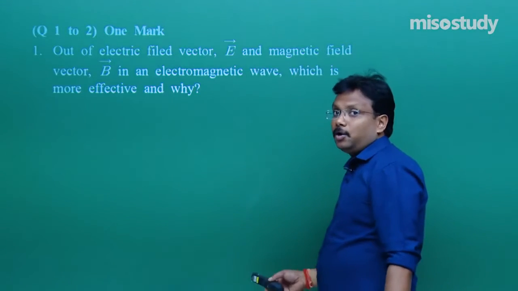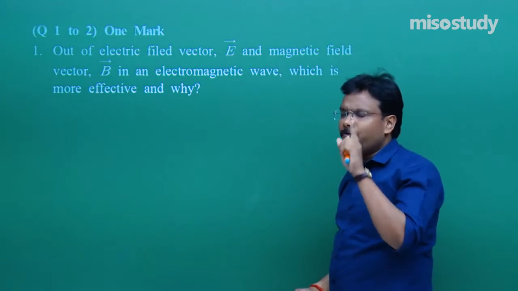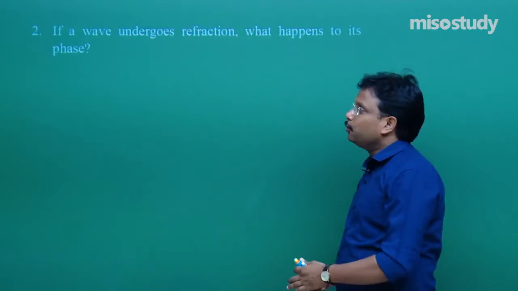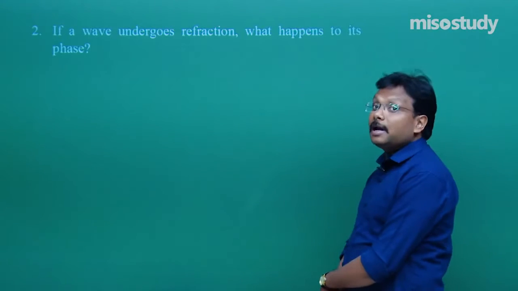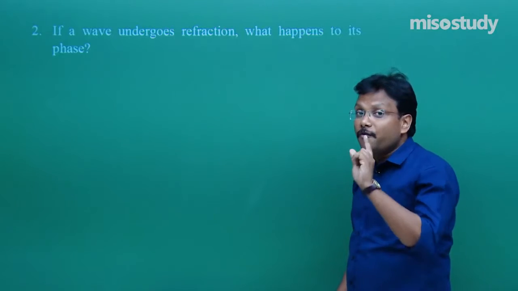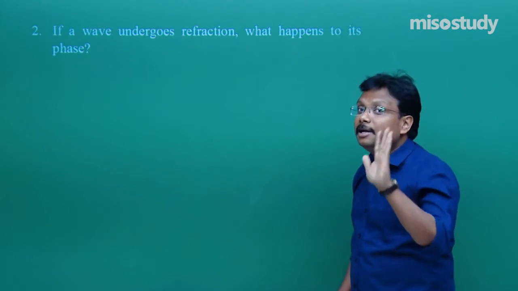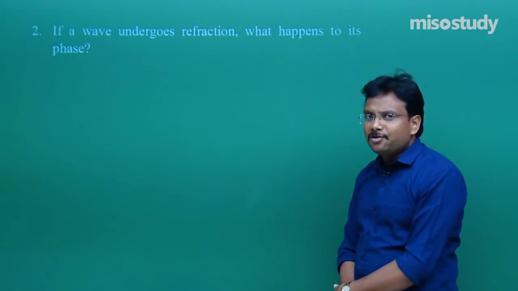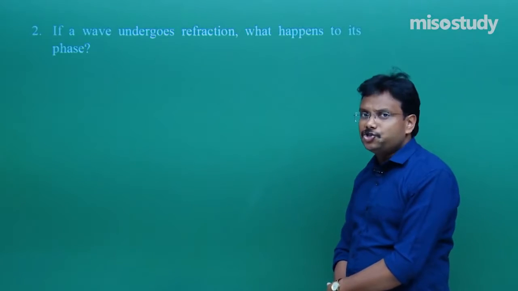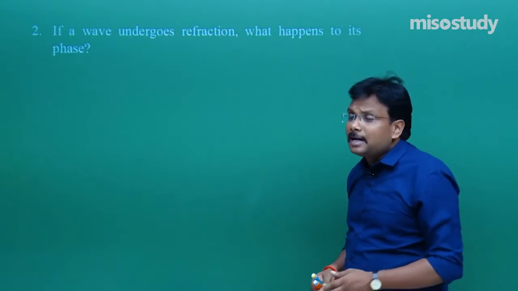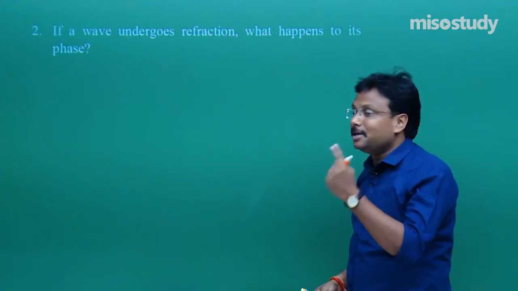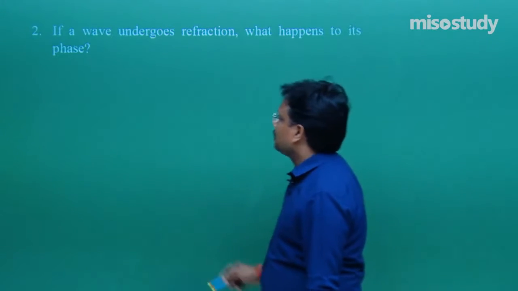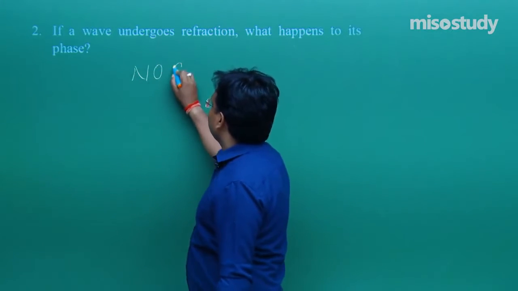Then comes question number 2, and here in this question you will find a very remarkable difference. And what is that difference? The question is: if a wave undergoes refraction, transmission, moving from one medium to another medium, then what happens to its phase? Will the phase of an electromagnetic wave, a light wave, change in case of refraction? Now for 1 mark, see the beauty. In the previous question for 1 mark, you were supposed to write at least 3-4 lines. Here, no change.